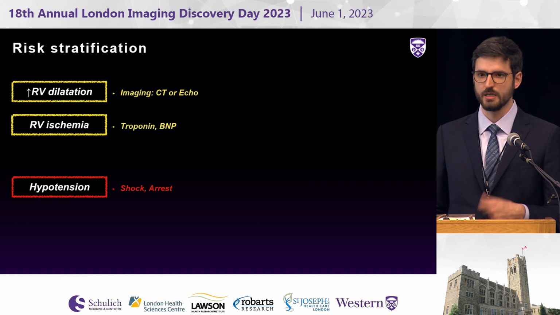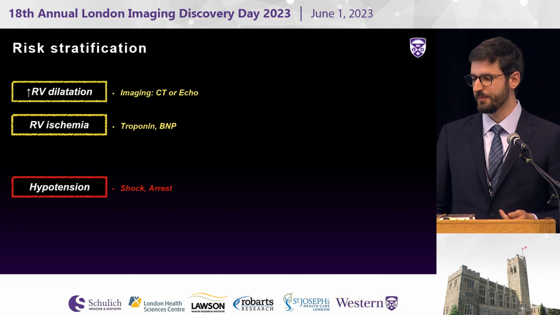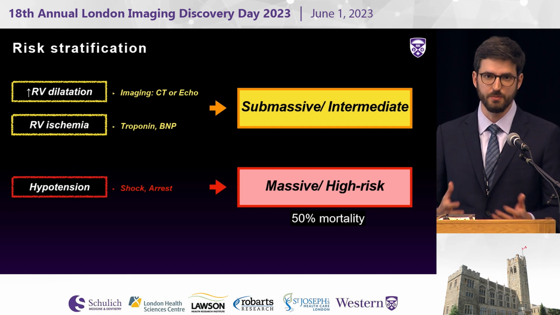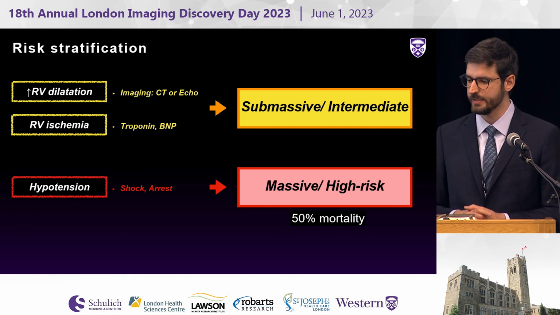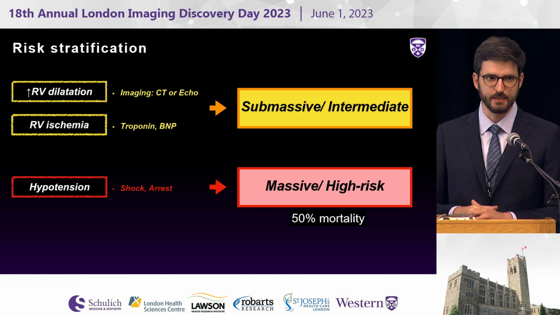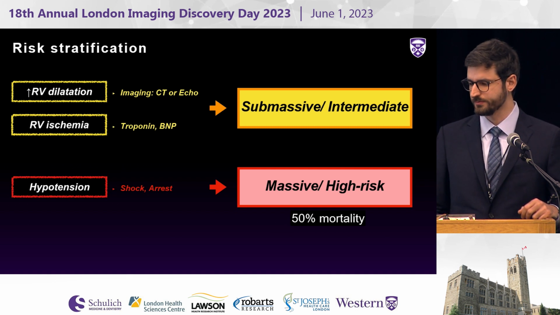So if the patient has a dilated heart, or if their heart is ischemic, well, that's going to be considered submassive PE or intermediate risk PE. It depends if you're European or North American. And if those patients develop hypotension, that's the most severe sign that they can present with. 50% will die, and we call this a massive PE or high-risk PE.